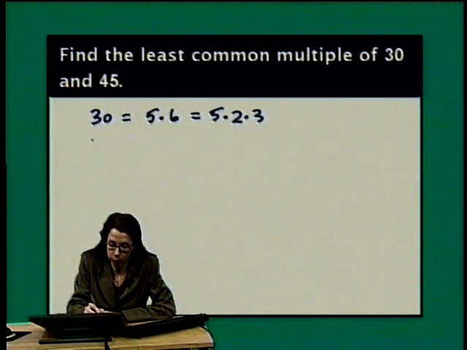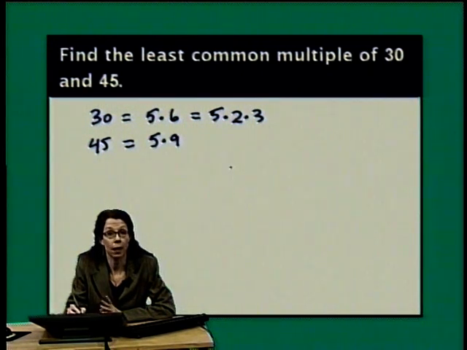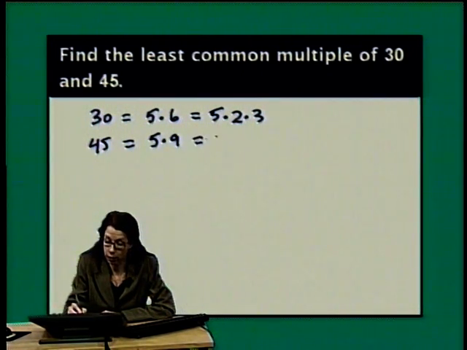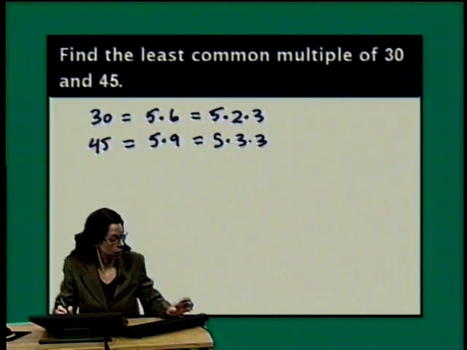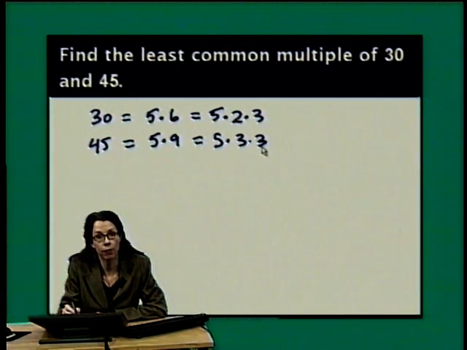Let's do the same thing with 45. I know that 45 is 5 times 9. 9 can be factored further into 3 times 3. So 30 contains factors of 5, 2, and 3, and 45 contains factors of 5, 3, and 3. Both numbers share a factor of 3 and a factor of 5.